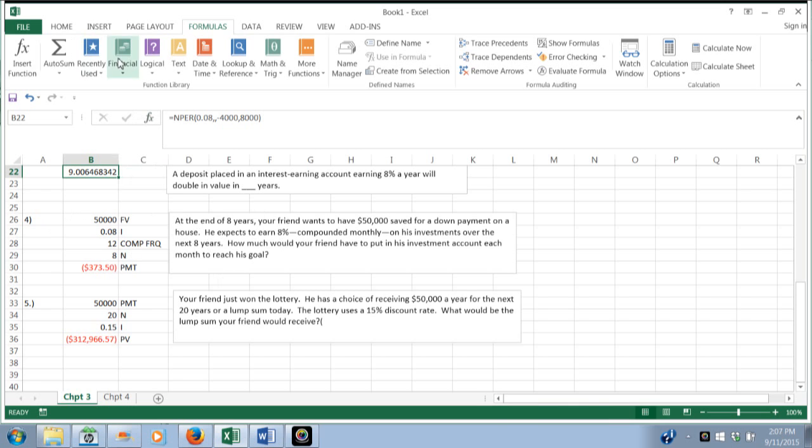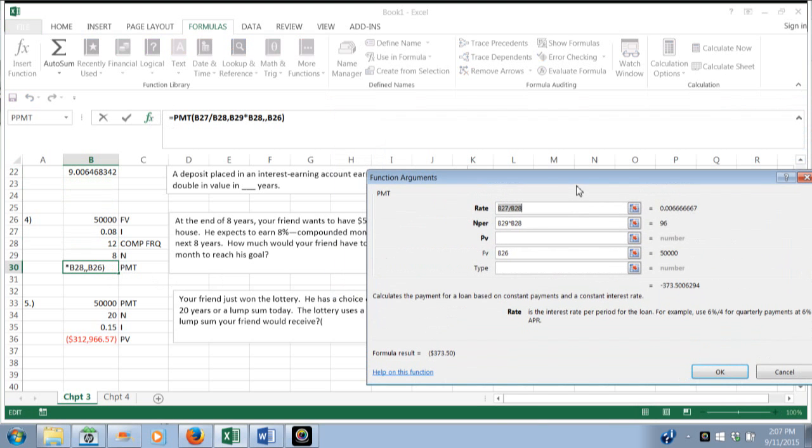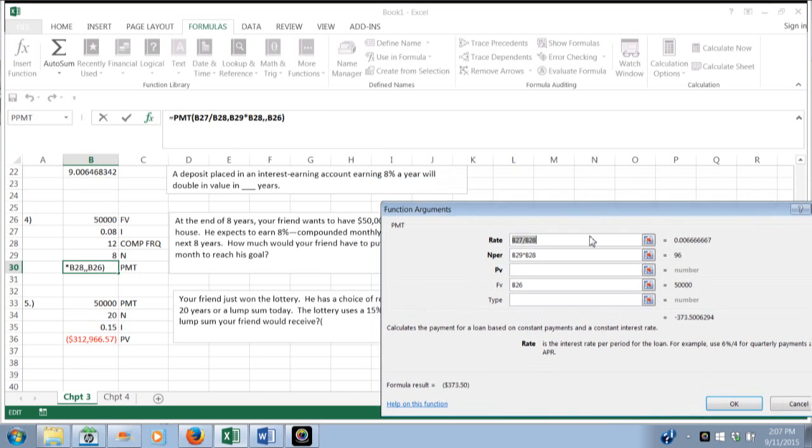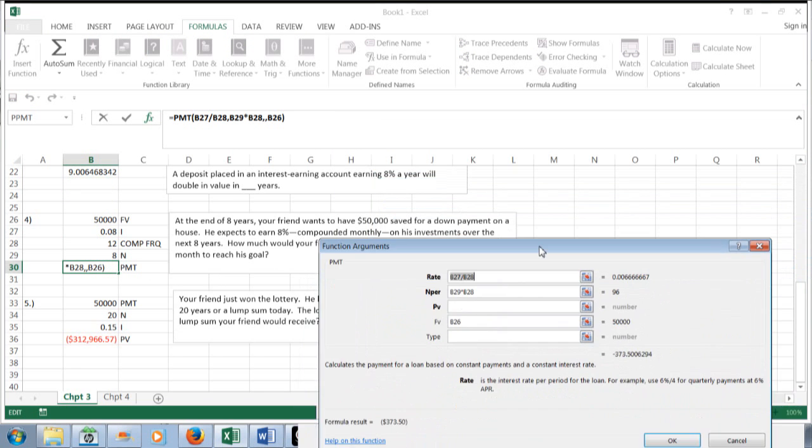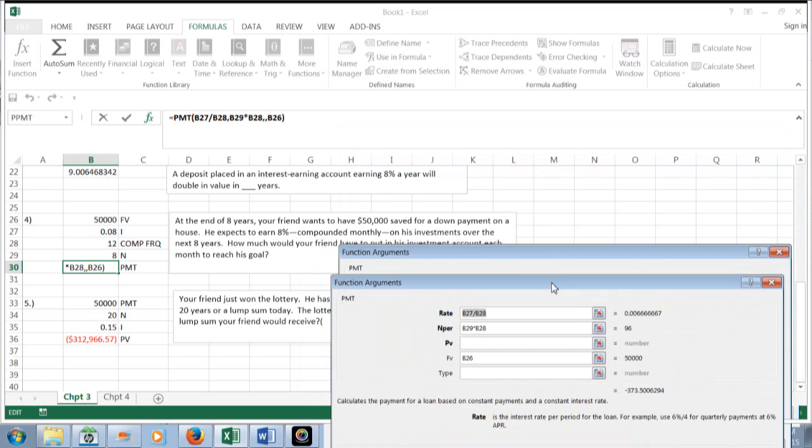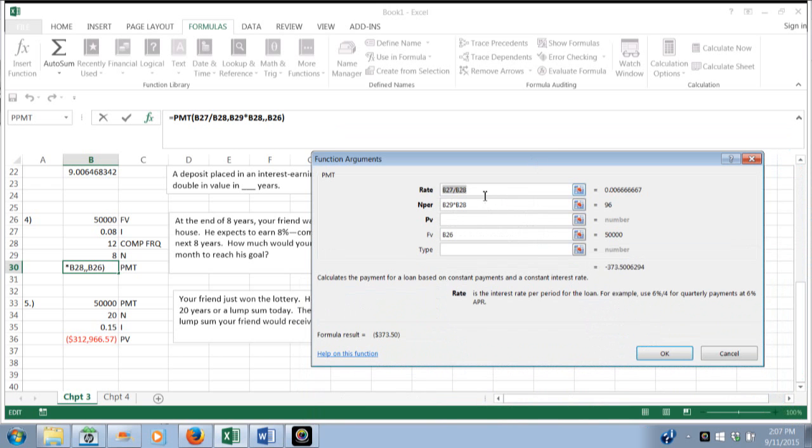And so we'll go to financial formulas. We'll find payment, and you will set it up this way, where your rate is going to be 8% because we're looking at it each month. Yes, compounded monthly. Then we're going to divide that by the compounding frequency of 12. We're going to have to do the same thing with the number of periods, which is B29. That's what you see right there, multiplied times the 12 at B28. And then you're going to input what the future value is.